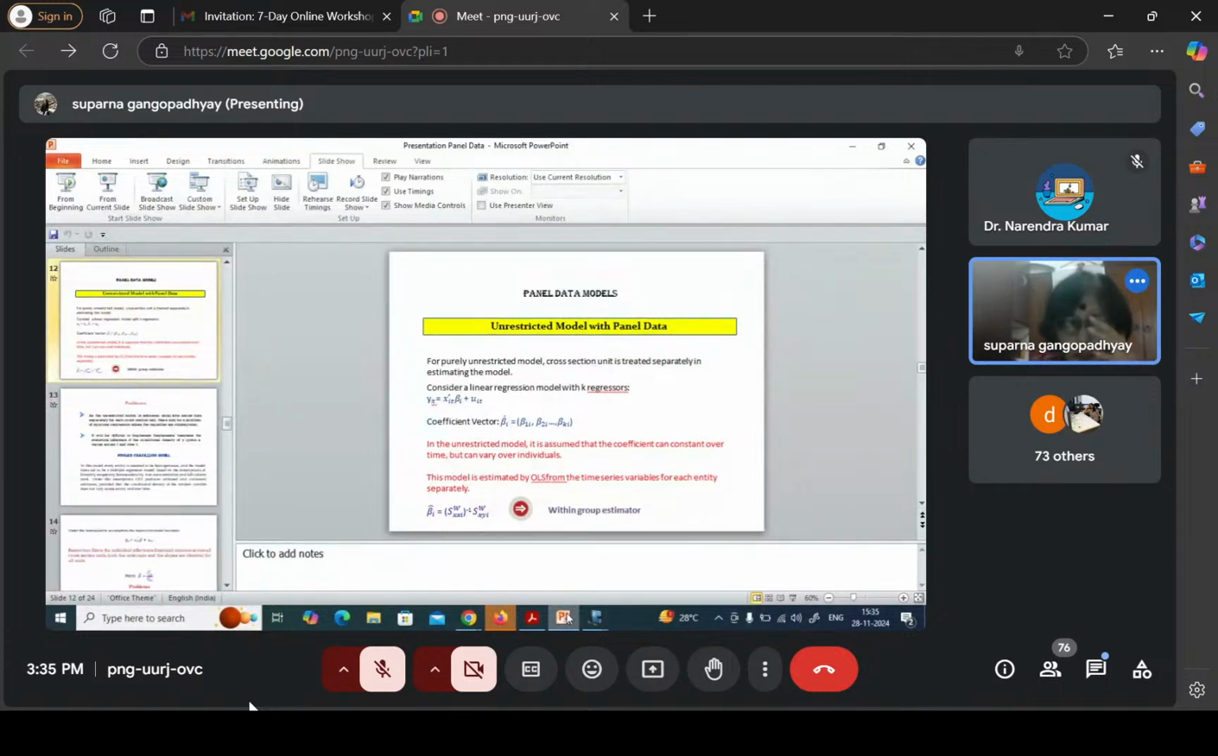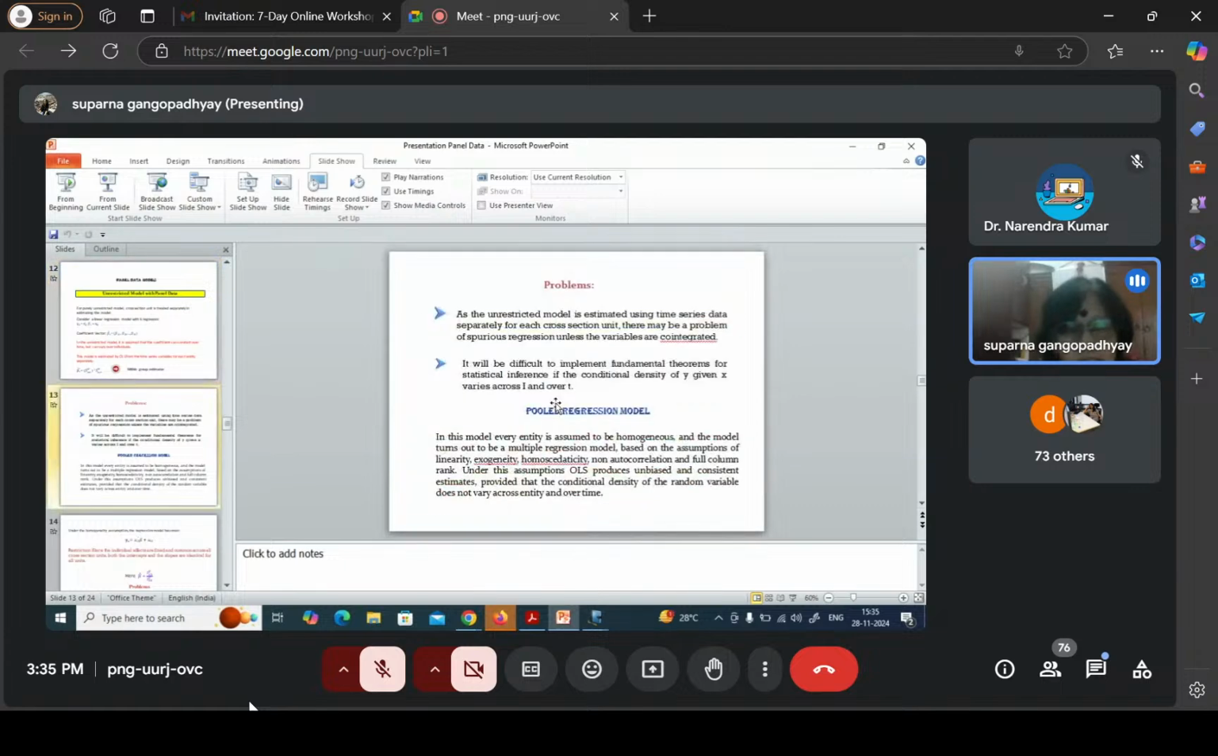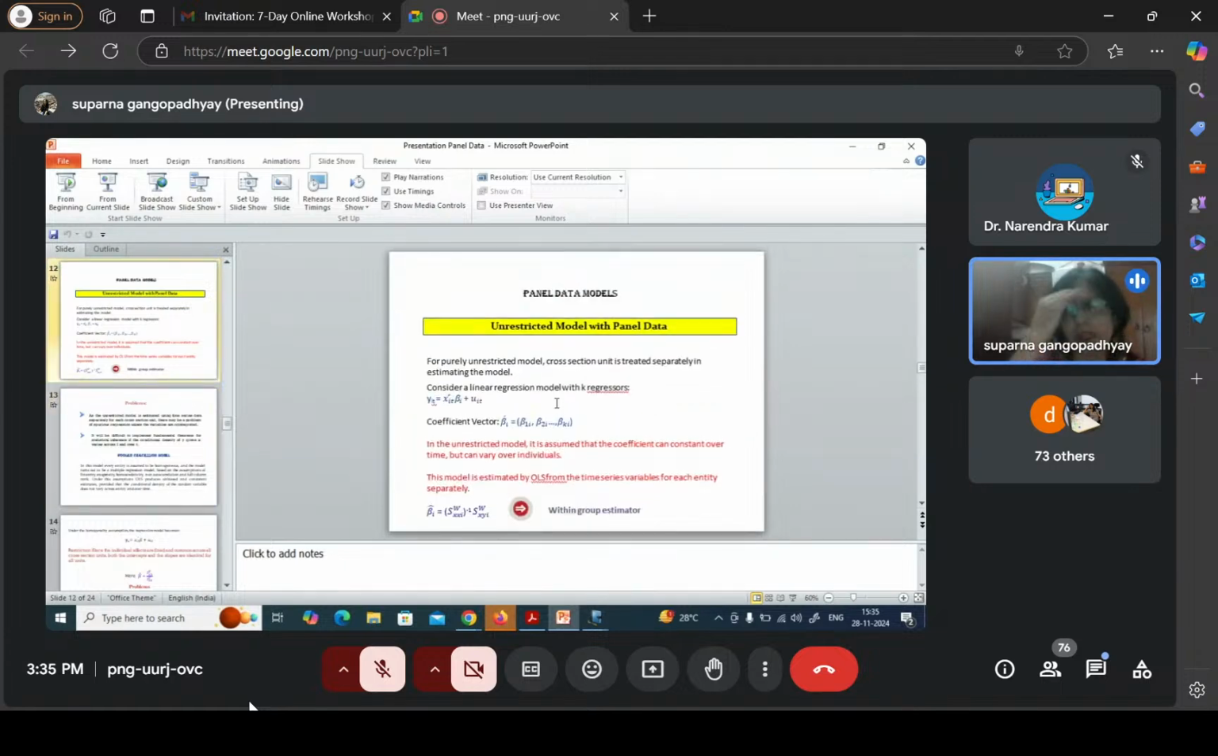Unrestricted model with panel data. Can you see the slide, or do I have to move on? It is visible. Yes, ma'am, it will be convenient, and time will be managed.